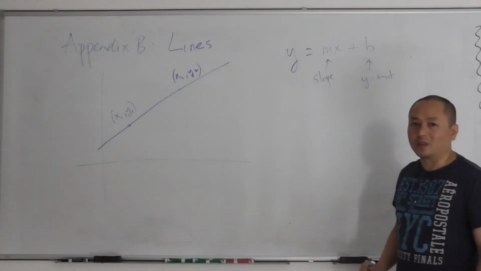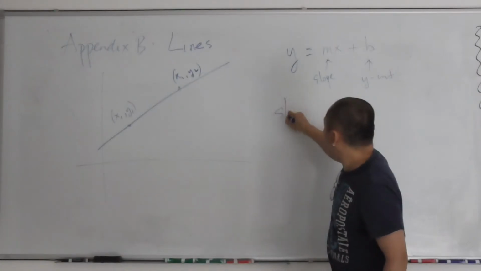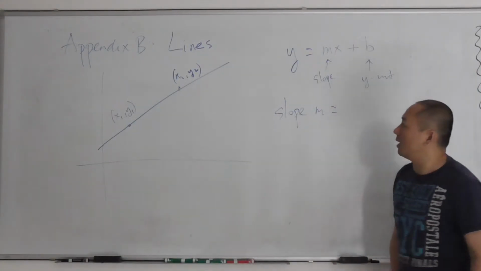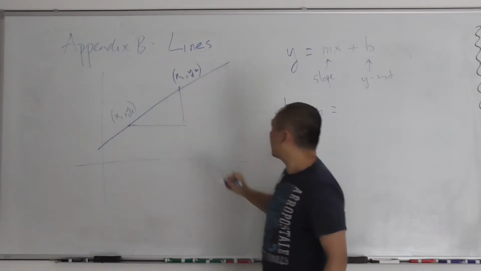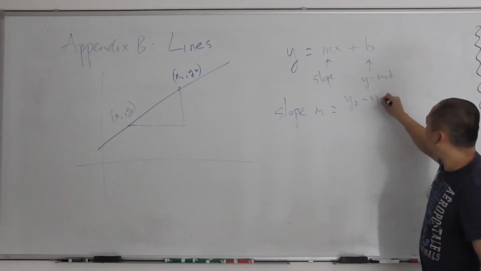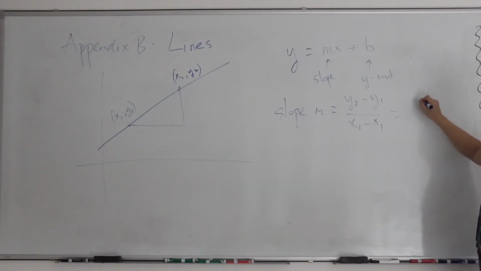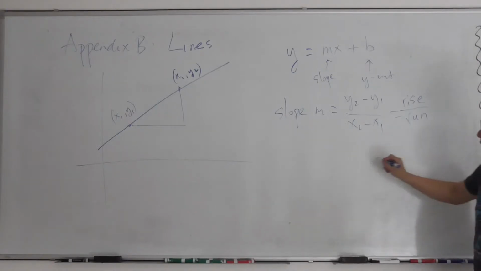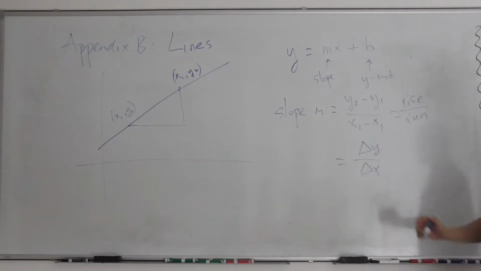Question: how do you calculate a slope if you know two points? Slope, usually denoted by the letter m, is calculated by rise over run, so change of y over change of x: y2 minus y1 over x2 minus x1. In calculus, we usually write this as delta y over delta x. Delta y means change of y, and delta x means change of x.